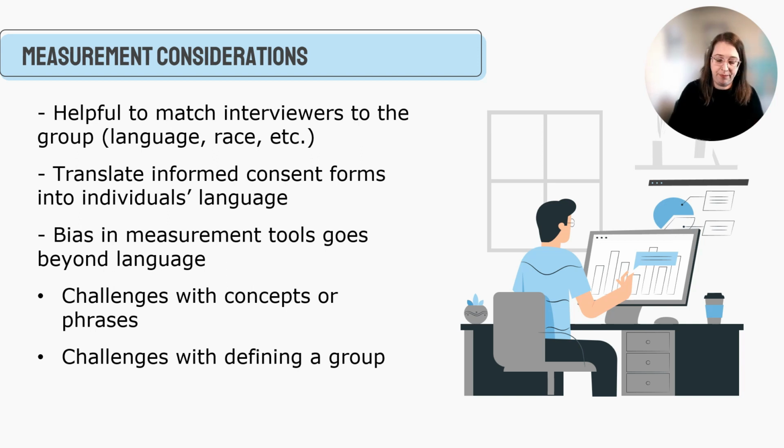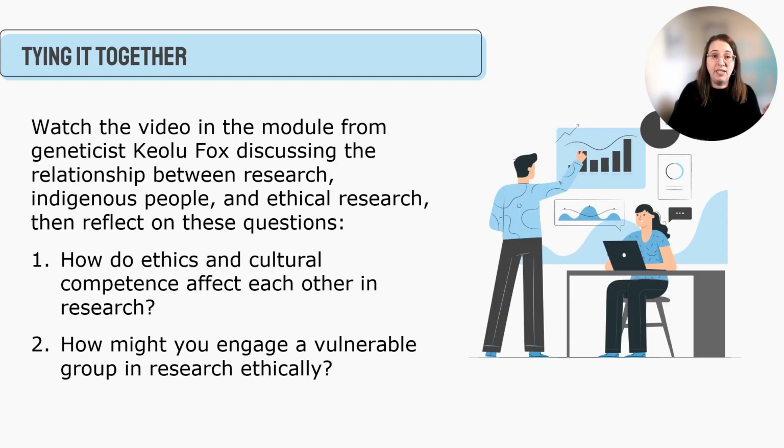individuals that we're studying. So at the end of this module, to tie it all together, you're going to watch a 6.5-minute video from a geneticist who talks about kind of this relationship between research science, indigenous peoples, and ethical research. He is a native Hawaiian and he shares some really interesting statistics and information about how we look at research, how we study cultural groups, and some of the problems and issues we've had.